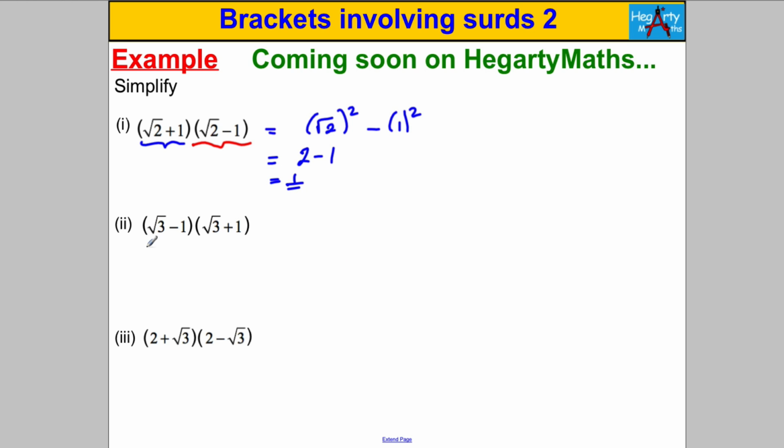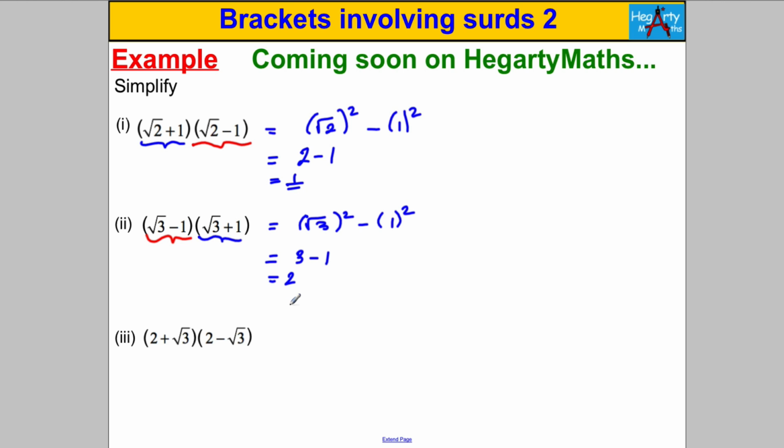What about the next one? Exactly the same thing going on. We've got root 3 take away 1. We're multiplying it by its conjugate, root 3 add 1. So what are we going to get? Well, we know that's going to be root 3 squared take away the answer of 1 squared. Root 3 squared is 3. 1 squared is 1. 3 subtract 1 is 2.